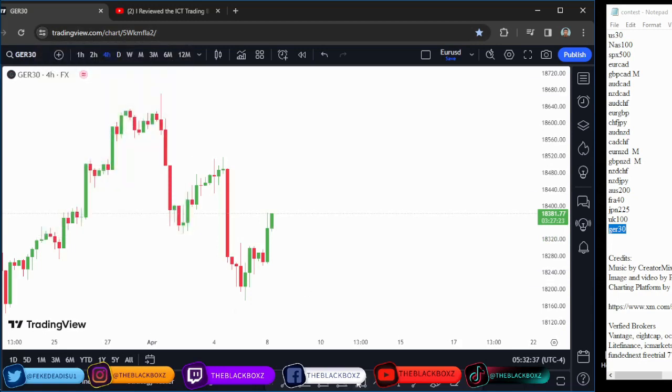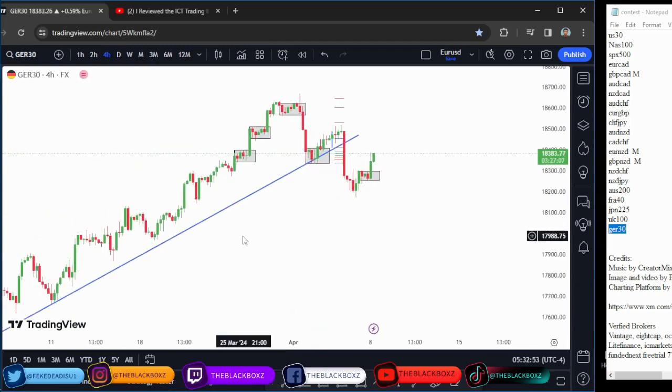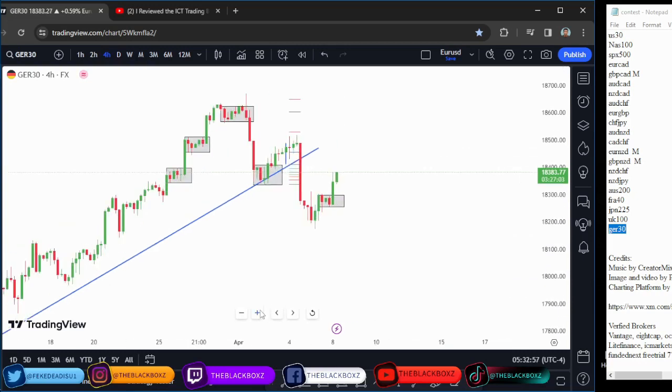As you can see, German 30 is giving us a buy opportunity. That's amazing, bro. Using 3 lots, that is huge. That is, I don't know, $2,000 or more. That is huge. So those are the setups.